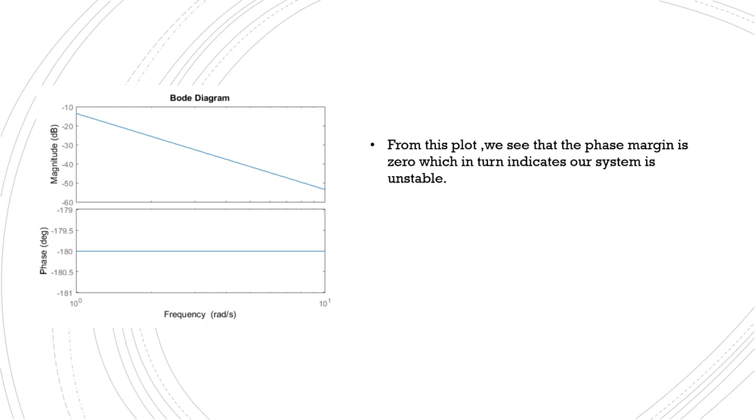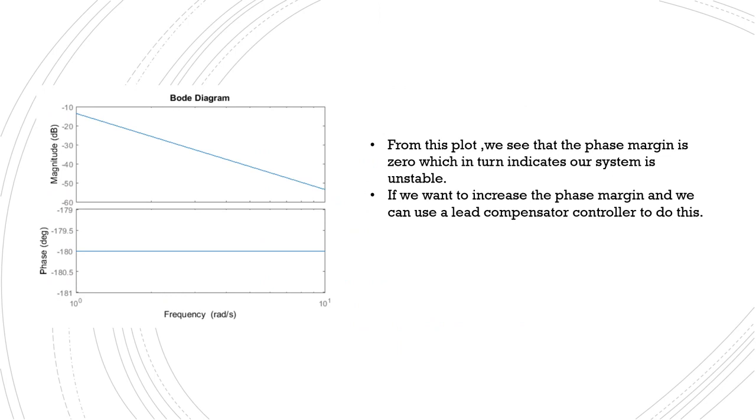From this plot, we can see that the phase margin is around 0. Since the phase margin is around 0, we can assume that our system is unstable. The phase margin is defined as the change in open loop phase shift necessary to make a closed loop system unstable. Now we should increase our phase margin so that we can get a desired value. For that, we should use a lead compensator controller.